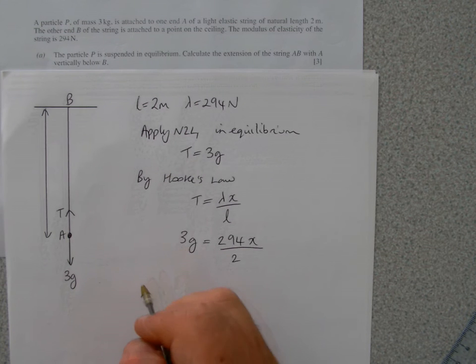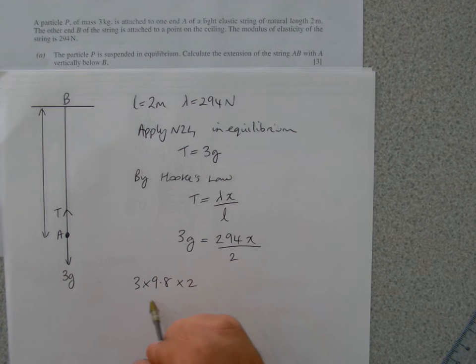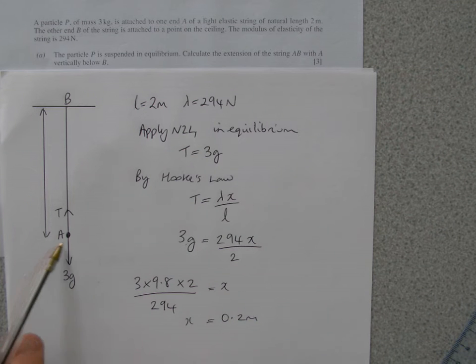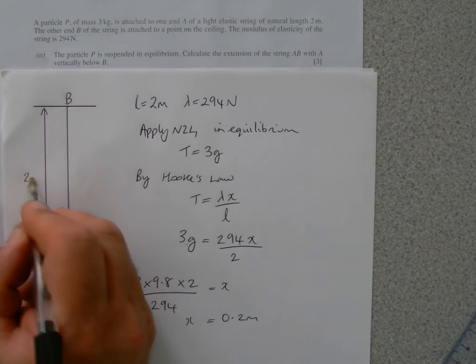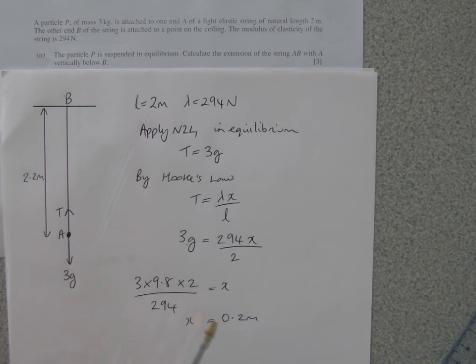So 3g, well, g of course is 9.8. 3 times 9.8, take the 2 over and multiply by 2, and then you divide by that 294, and that will give you the x. So the extension will be 0.2 meters. So all in all, A will be 2.2 meters below B, because you've got the natural length of the string, 2 meters, plus this extension, so it'll be 2.2 meters.